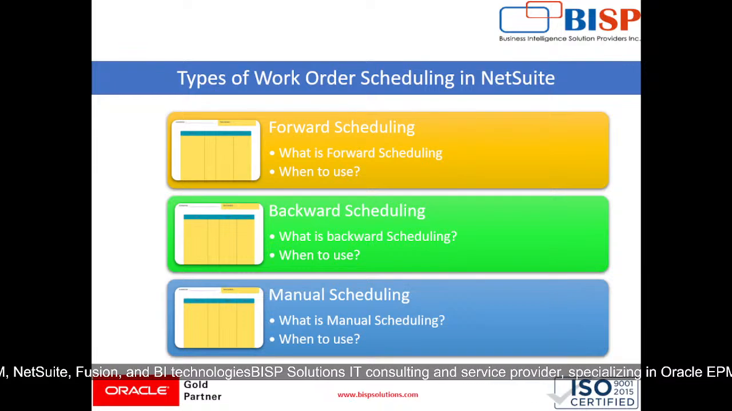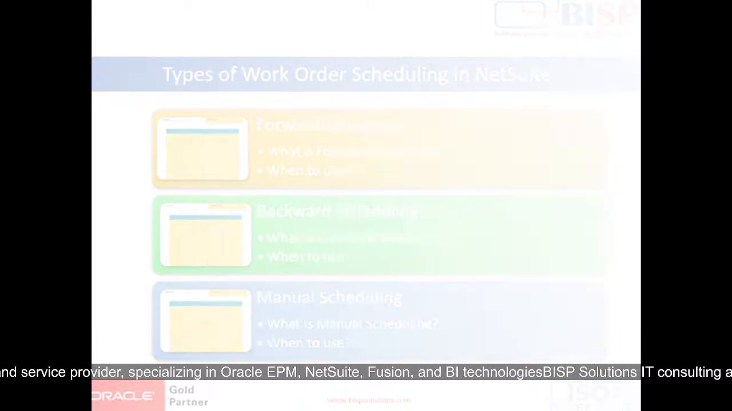Then comes manual scheduling. So what is manual scheduling? It allows users to manually define start and end dates for work orders, and it is ideal for highly customized or irregular production tasks. And when to use it? When production timelines are flexible or subject to frequent changes.